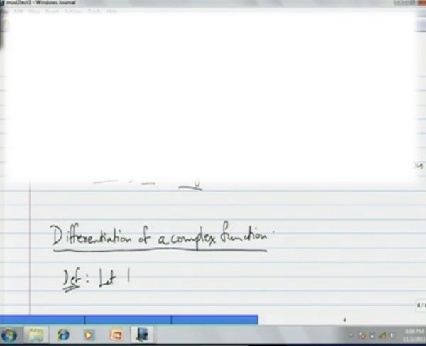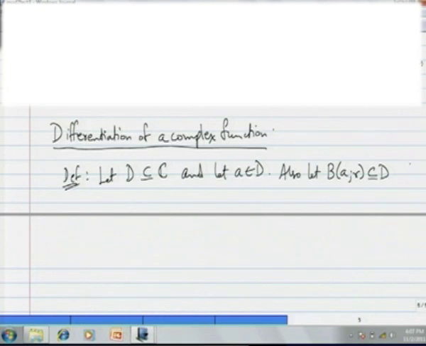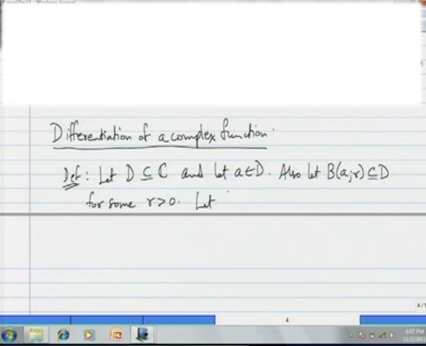Let D be contained in C, and let a be a point in the set D. Also, let the open ball of radius R around a be contained in D for some real number R strictly greater than 0. Now, let f from D to C be a function.